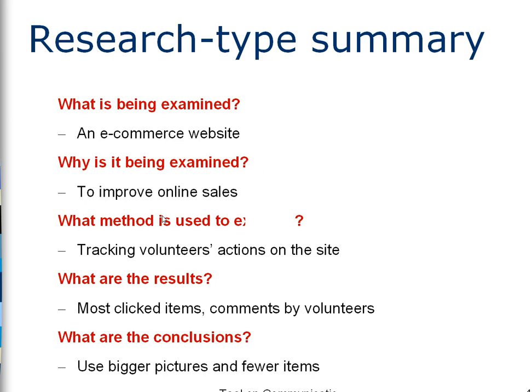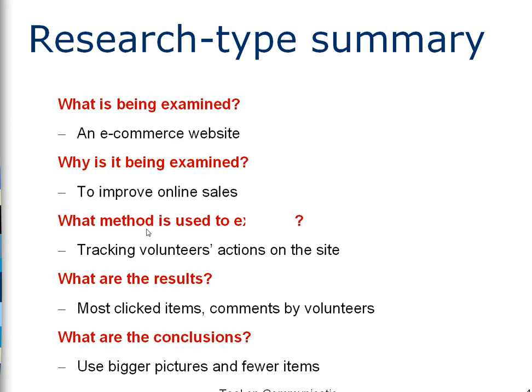And then we're going to add a very specific element for research, namely, how are we going to research that? What method is used to do this? In this case, we're just going to track volunteers' actions on the site. If you have a method, that means you're going to measure something. We need to know about the results. That's the last but one step. Well, we're going to look at most clicked items and comments by volunteers.